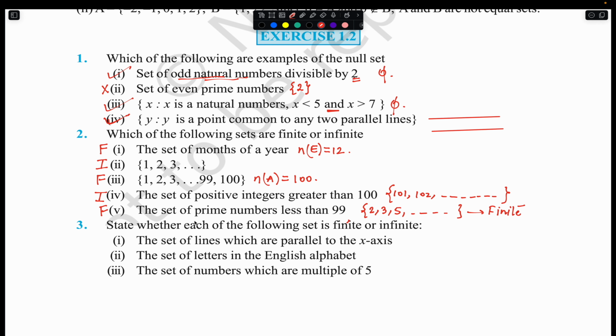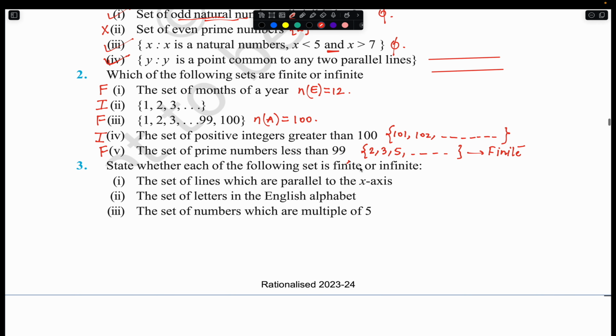Okay, let's see the third question. State whether each of the following sets is finite or infinite. The set of lines which are parallel to the x-axis. If you draw your x and y axes, this is how the axes are drawn. This is the x-axis. There could be infinite lines which we can draw parallel to the x-axis. So this is an infinite set, right?